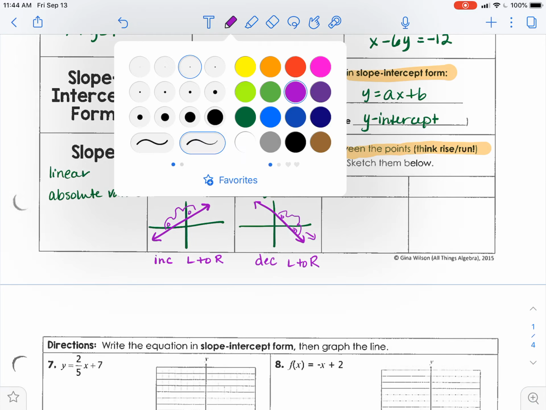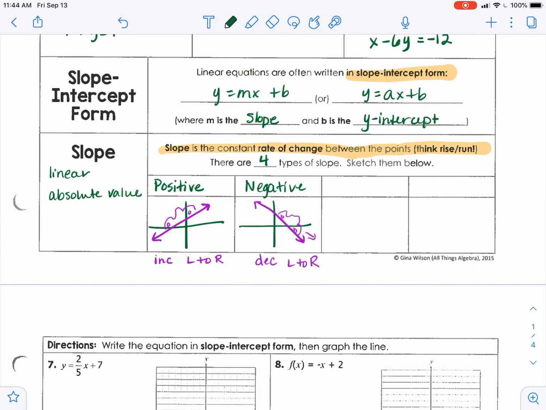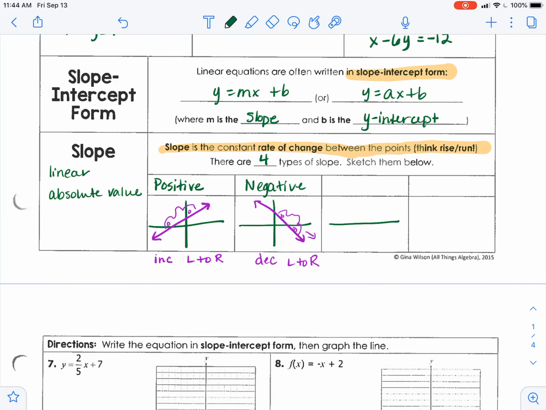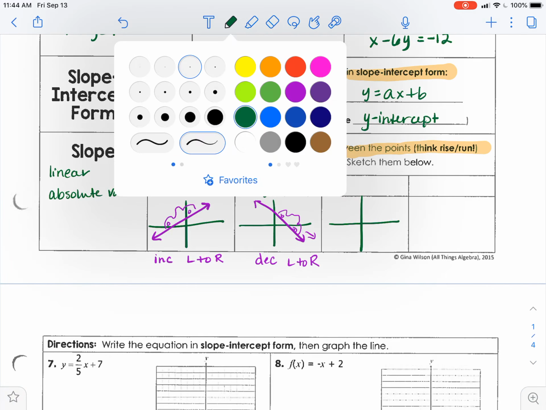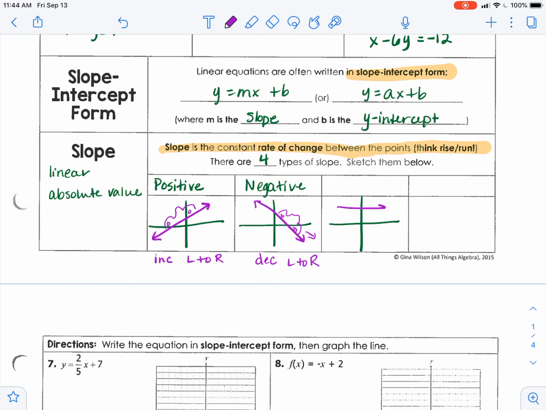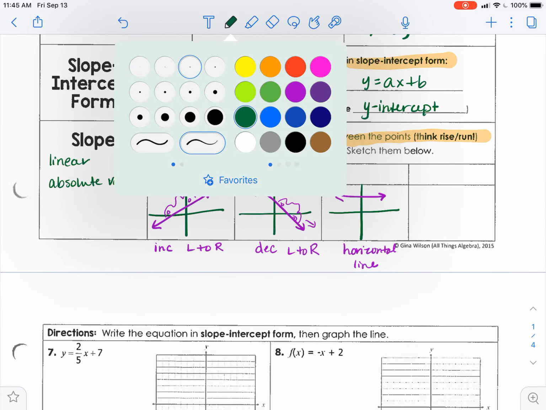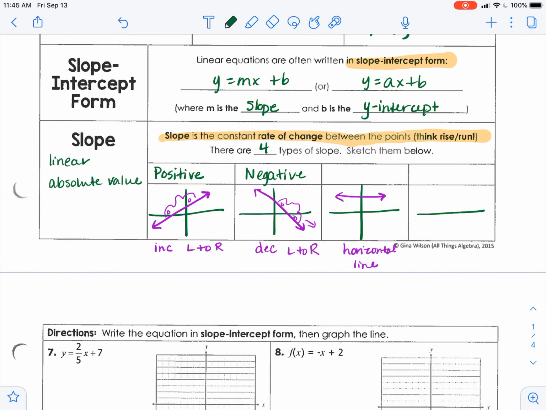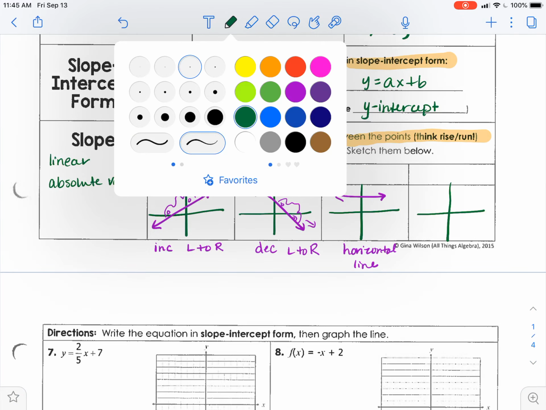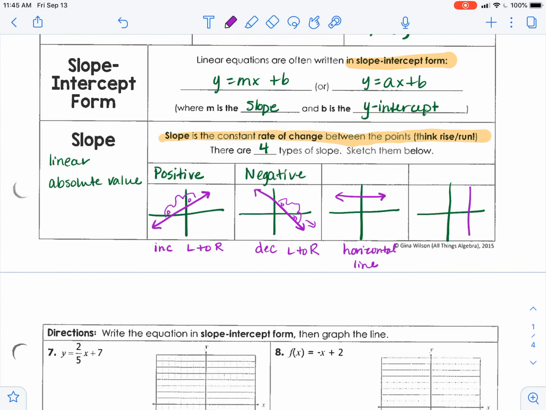Your next one that we're going to talk about is your zero slope. And a zero slope simply means that there's no change occurring, okay? That is your horizontal line. Okay, these are horizontal lines. And then our last one that we have is the vertical line, which has an undefined slope.